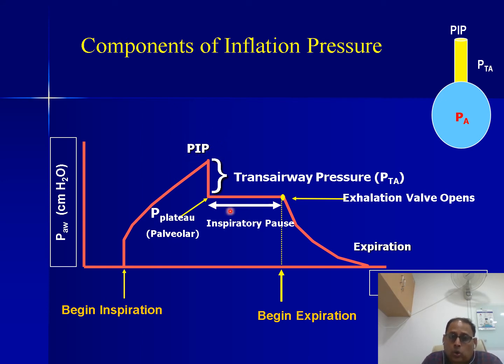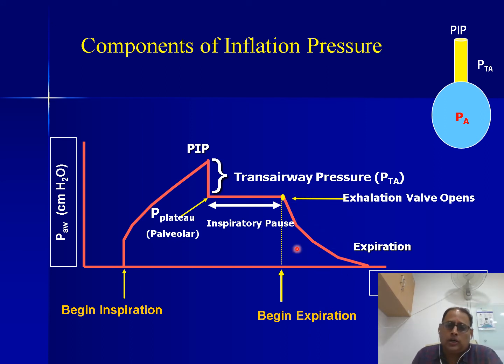Now, if you were to hold this inspiration here by a maneuver called the inspiratory pause or the inspiratory hold, usually done for 0.5 seconds, your pressure comes down and stabilizes here, as I said earlier. The exhalation valve has not yet opened and inspiration is stopped. So the pressure within the alveolus and the pressure in the airway is the same, and this pressure is termed the plateau pressure, also termed the alveolar pressure. Once the inspiratory pause is finished, expiration begins, your exhalation valve opens and the pressure comes down to 0.